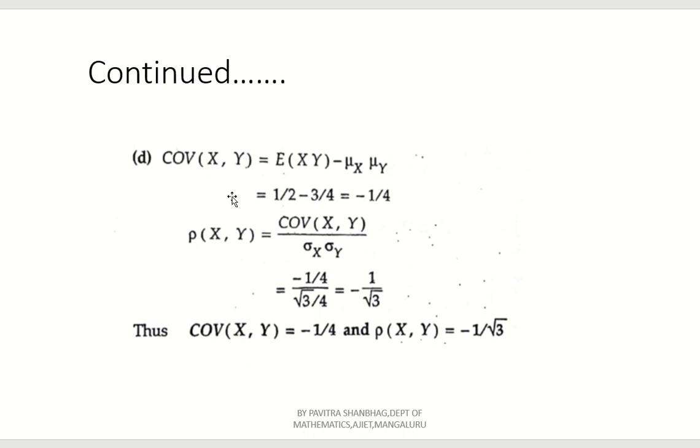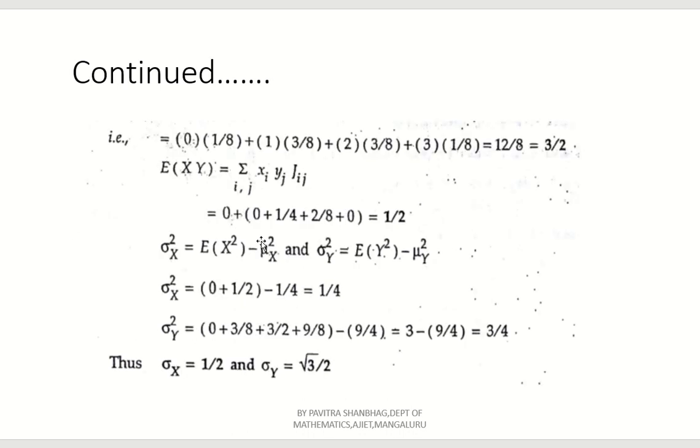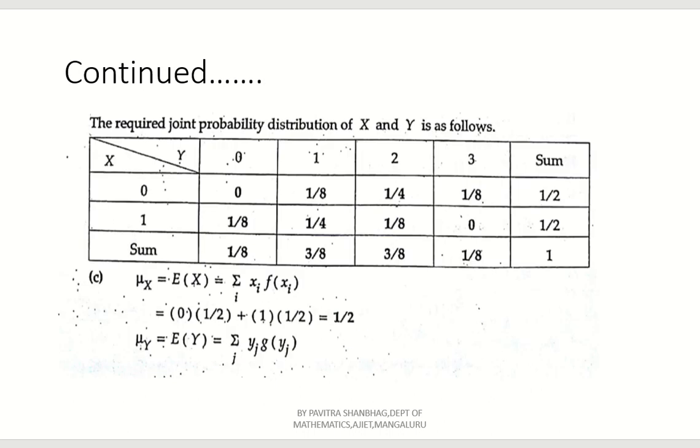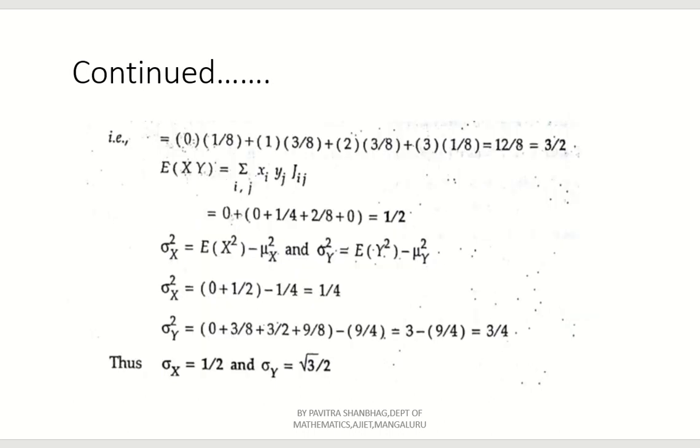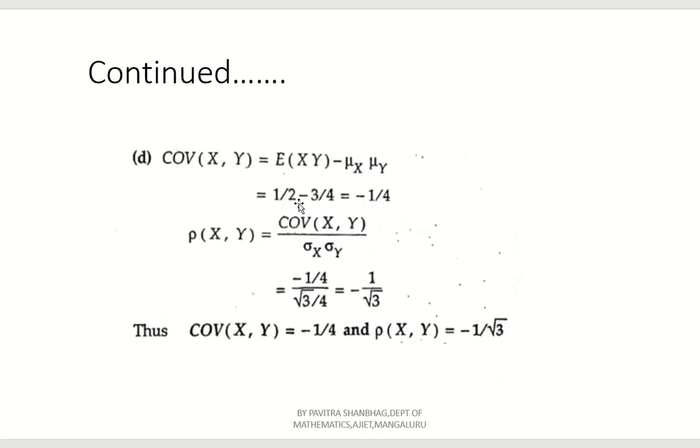Now what is covariance of xy? That is E of xy minus Ex into Ey. What is E of xy? We have found already. E of xy is nothing but 1 by 2. And Ex is nothing but what? Previous slide, Ex is nothing but 1 by 2. And what is E of y? 3 by 2. So just use the formula here. So E of xy, that is 1 by 2 minus here 3 by 4, which is equal to minus 1 by 4, right?